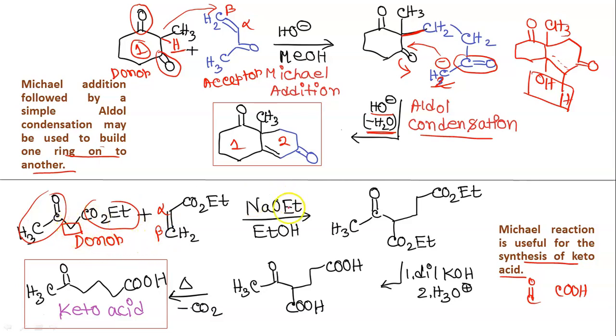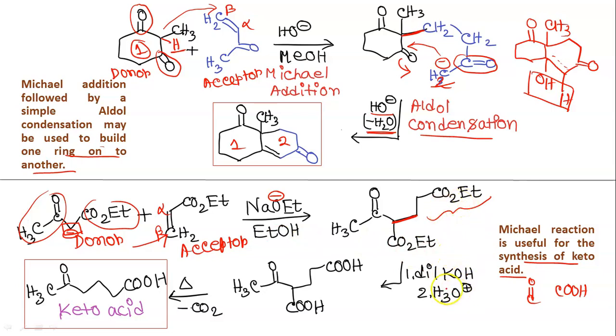So in presence of EtO minus, there will be negative charge generation by removal of a proton, and this will attack at this carbon. And finally we are getting the newly formed bond, the CC bond, which is this bond. So this part is coming from the acceptor and the left hand side part is coming from the donor.